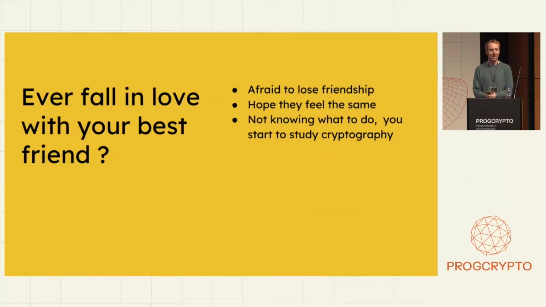And the first question that I have for you, did you ever fall in love with your best friend? And you think about your feelings for this person in the context of your relationship, and you feel like you should tell them how you feel, but also you're afraid to tell them because you don't want to damage the friendship that you cherish and that they cherish. So you think about this for a long time and you feel sort of stuck and confused. So you start to study cryptography.